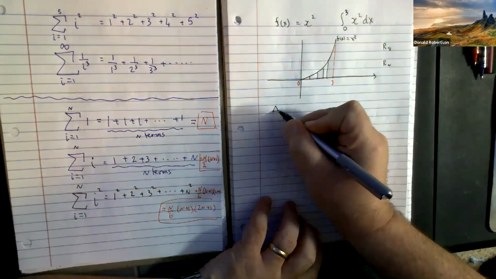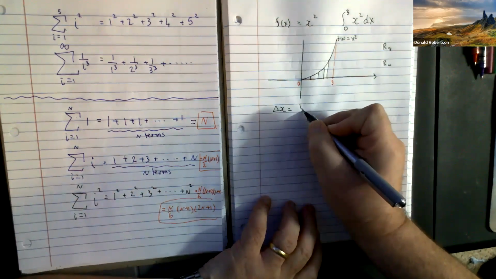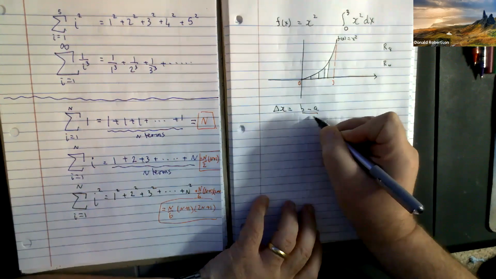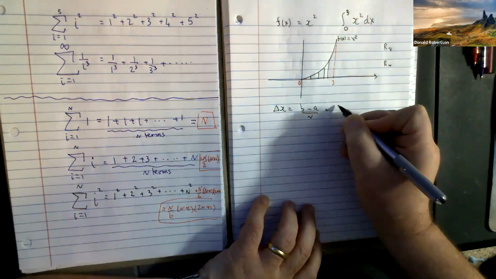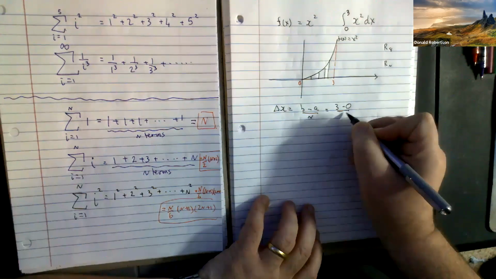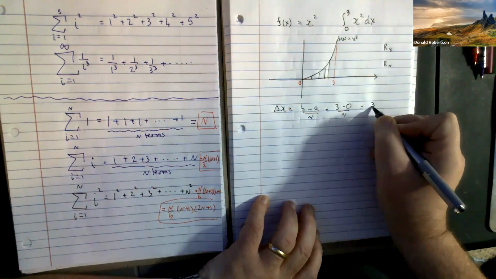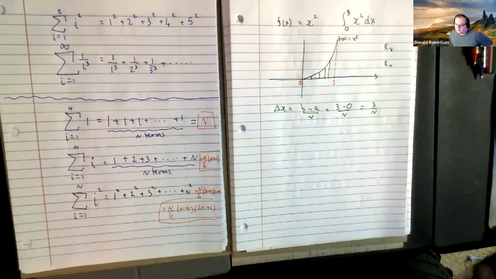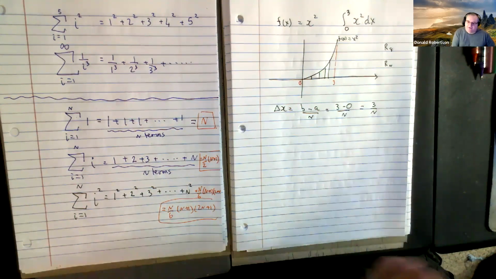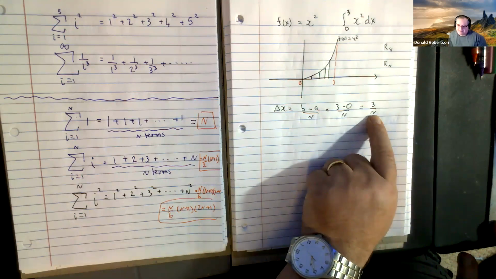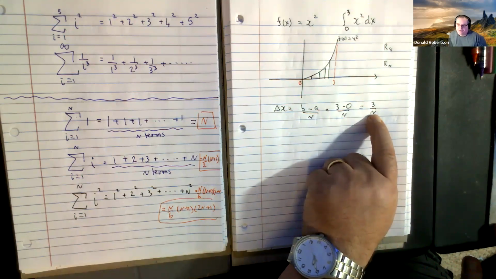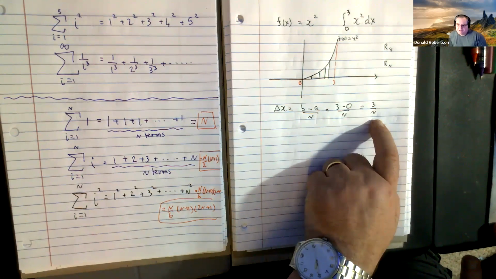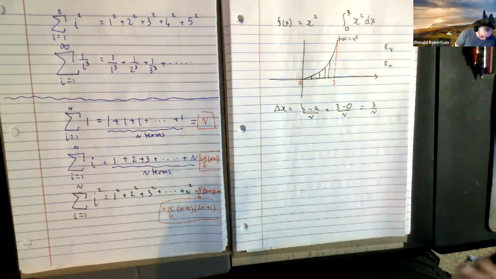Now, the width of the strip is b take away a over n. So it's 3 take away 0 over n, which is 3 over n. So that's our delta x. That's how wide our strips are. Now, normally that would be 8 or 4 or 22, a number that you would use, but here it is going to be n. That's fine.